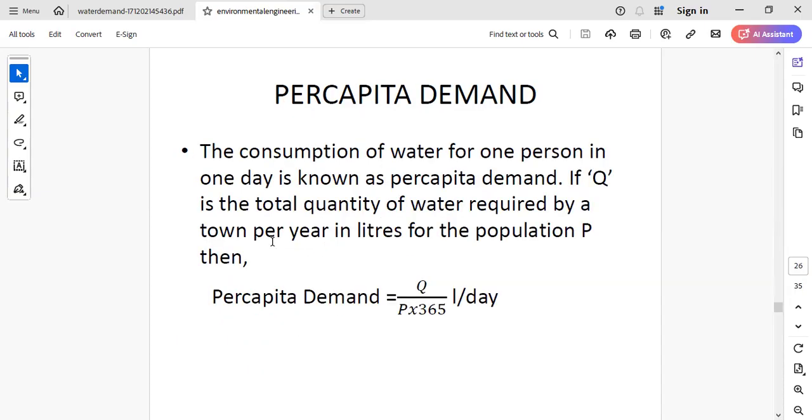What is meant by per capita demand? The consumption of water for one person in one day is called per capita demand. The demand is water required for various purposes, but per capita demand is the consumption of water per person per day. So per capita demand equals Q divided by P into 365 liters per day. That means population into 365 days we need the water.